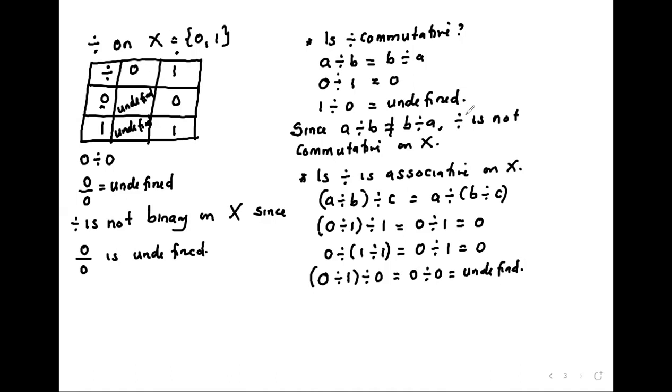Then you check also, what about 0 divided by 1 divided by 0? So we'll have 0 divided by 0, which is undefined. So this is telling us that, in whichever way we arrange them, division still gives us the same thing. So we'll say division is associative.